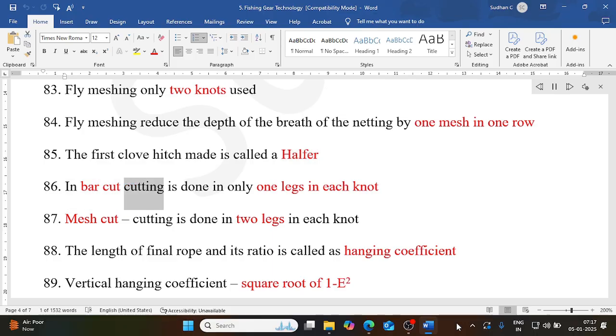In bar cut, cutting is done in only 1 leg in each knot. Mesh cutting is done in 2 legs in each knot. The ratio of the length of the final rope is called the hanging coefficient. Vertical hanging coefficient is square root of 1 minus e squared.